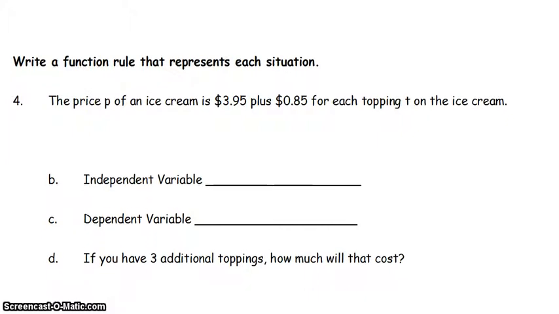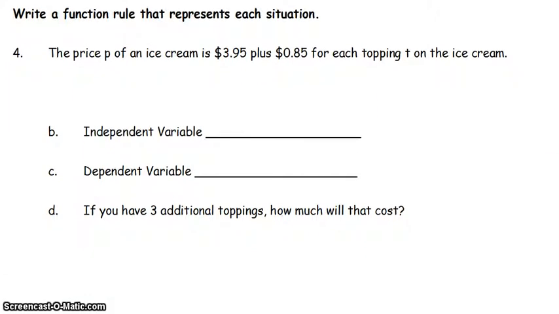Next, we're going to look at problems similar to yesterday, except we're going to go ahead and just write the function rule, come up with the independent variable, the dependent variable, and answer one additional question about it. So we're pulling the table away from you. We kind of scaffolded it a little bit yesterday to give you an idea as to what process you should be thinking, but now we're going to take that table away and see if we can come up with the same things.